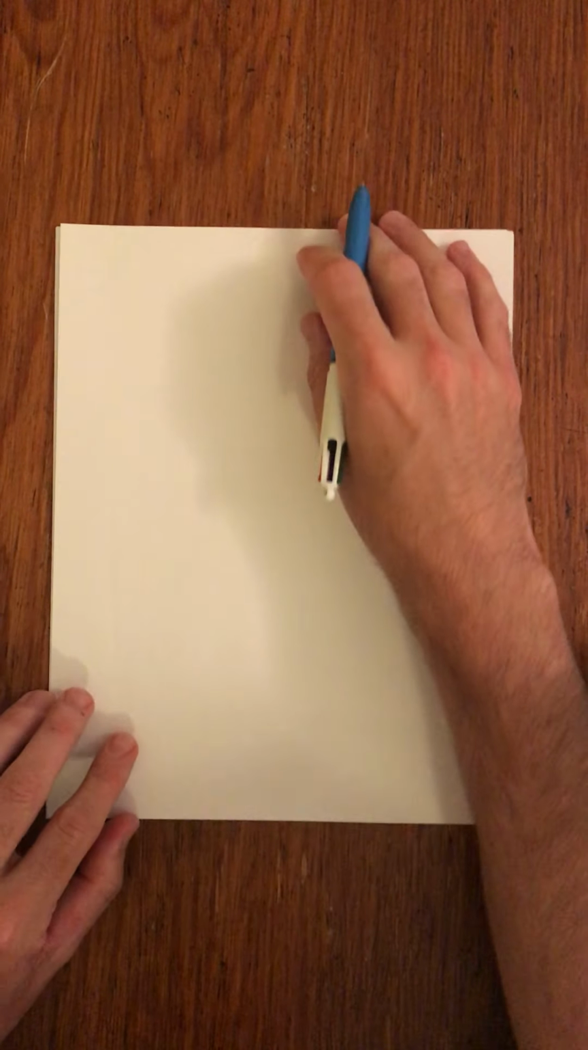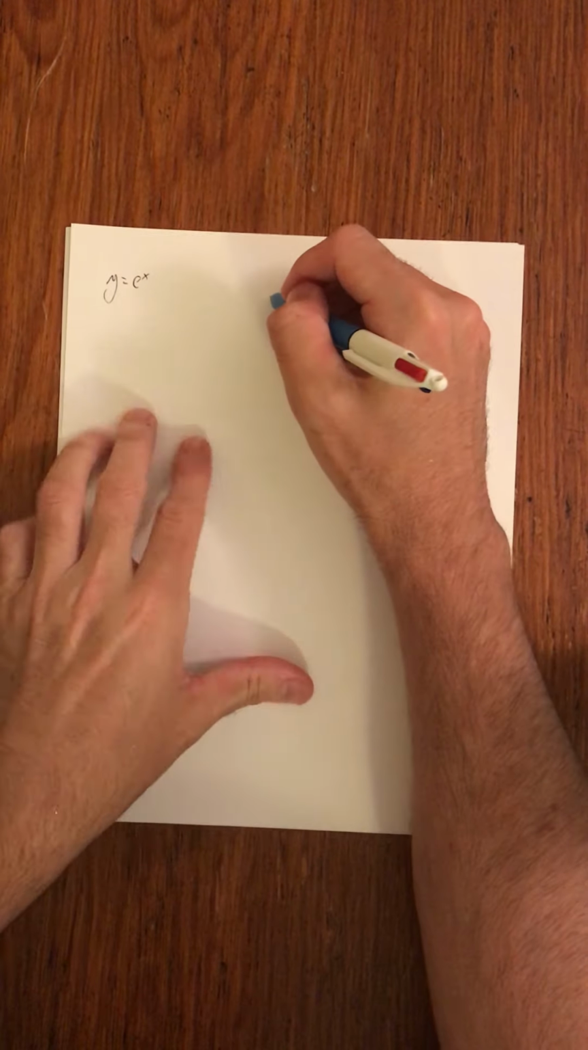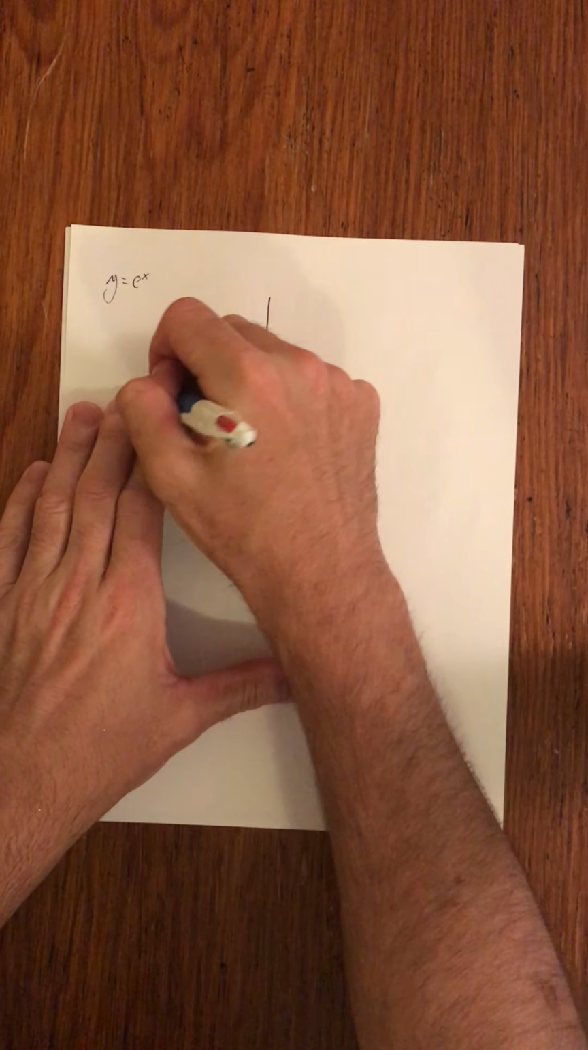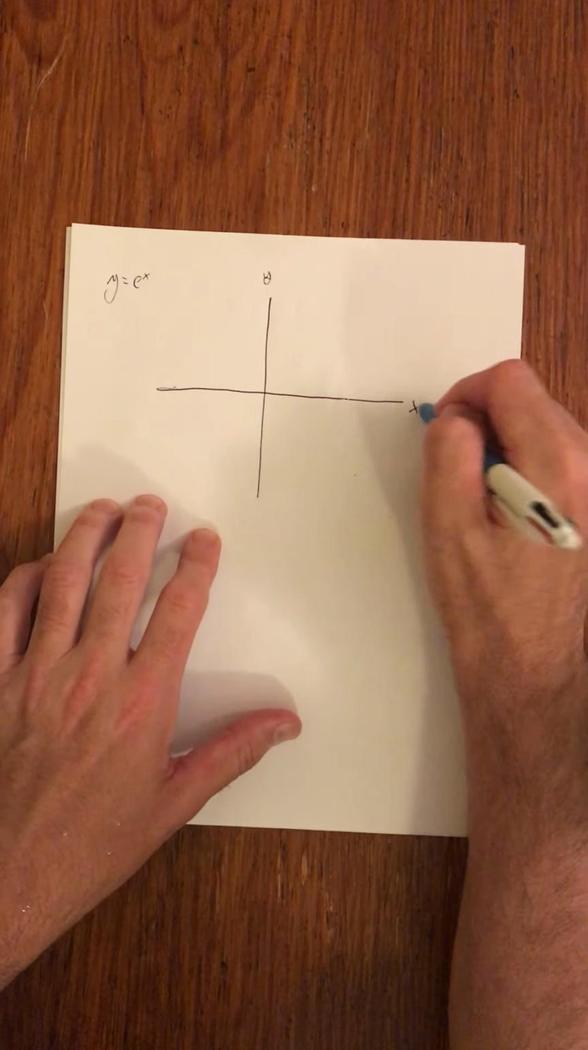Two last basic functions in order to have our full panoply of derivative rules, and that of course is e to the x and ln of x. So here we go. Y equals e to the x. As we've done with each of these, let's start with some graph analysis. And so sketch yourself a graph of e to the x.